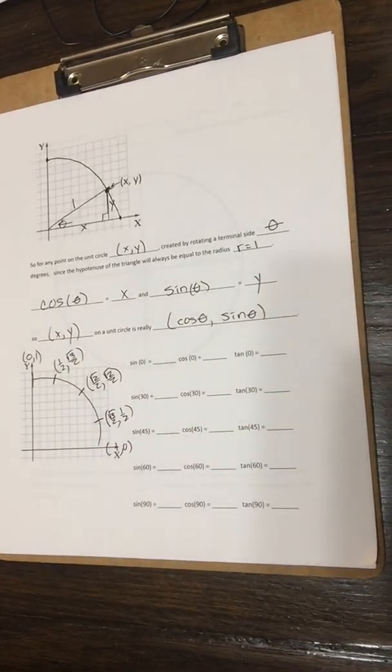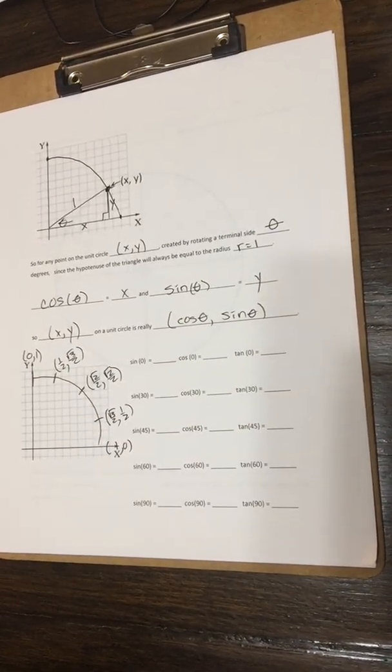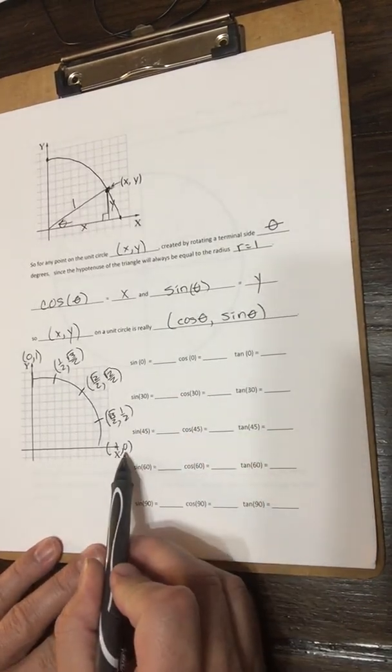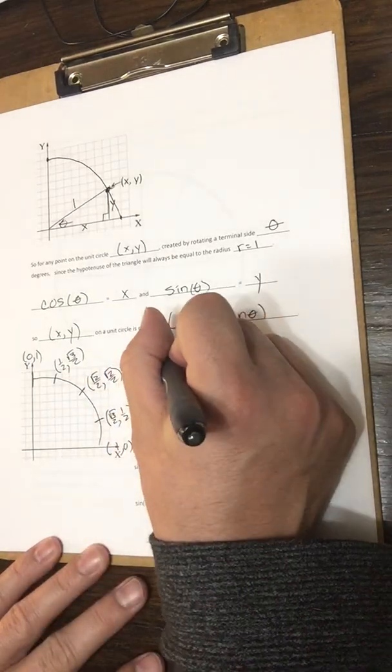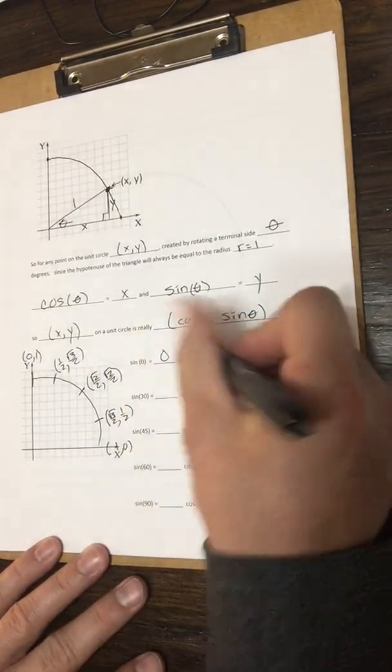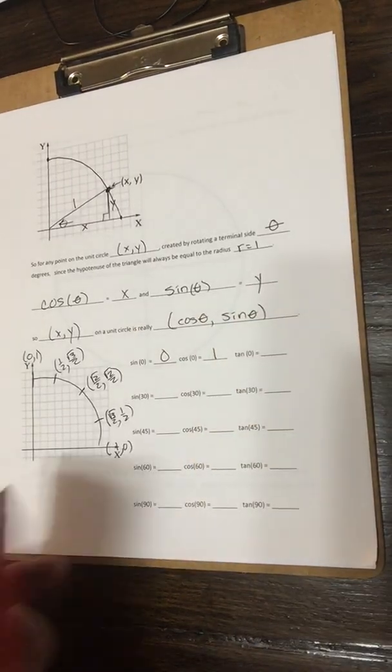Are you ready for this? This is where trigonometry gets easy if you're on board with this. The sine of 0 is the y value at 0 degrees. It's 0. The cosine of 0 is the x value at 0 degrees. It's 1. Don't believe me? Watch.